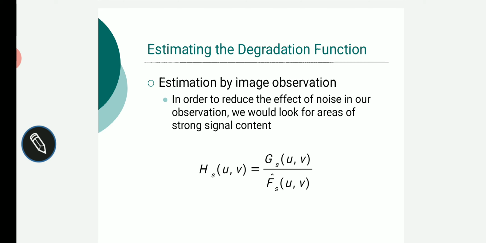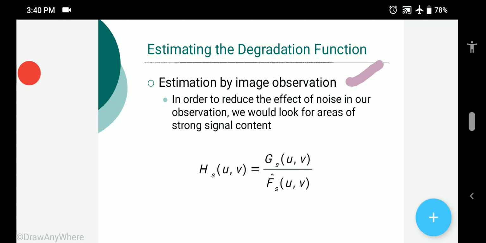The process of restoring an image by using a degradation function that has been estimated in some way is sometimes called blind deconvolution, due to the fact that the true degradation function is very rarely known. Now we'll see the estimation of the degradation function by image observation.